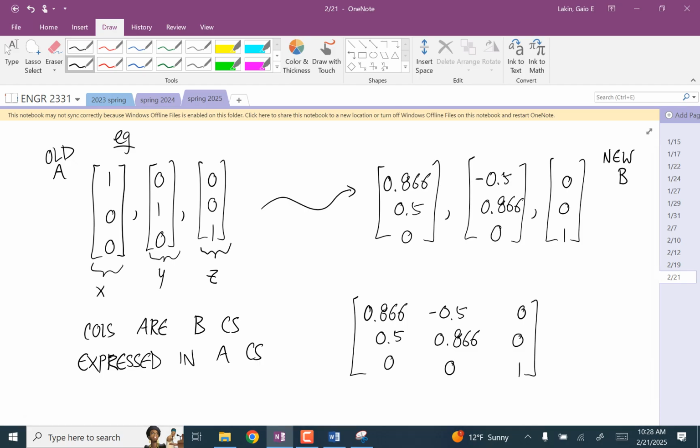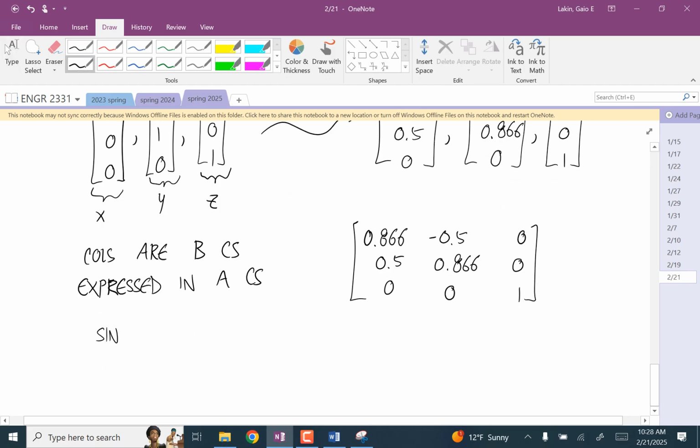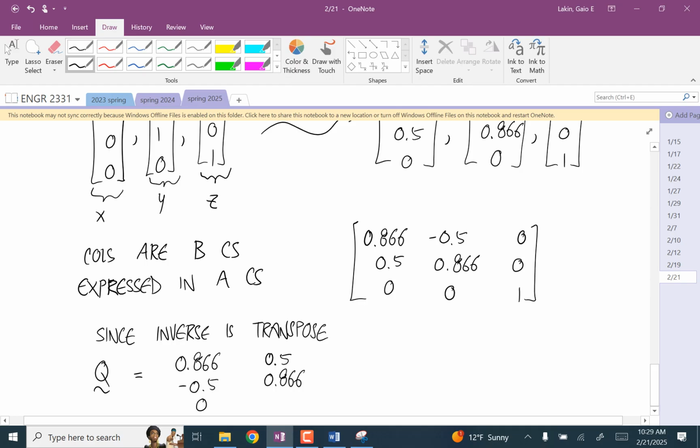And now, because the transpose of a rotation matrix is the inverse, the rotation matrix we want is just the transpose of this. So 0.866, negative 0.5, 0, 0.5, 0.866, 0, 0, 0, 1. And that's it. And we didn't have to know anything about what axis we were rotating around or anything. You can use that as a rotation matrix to re-express tensors and vectors.